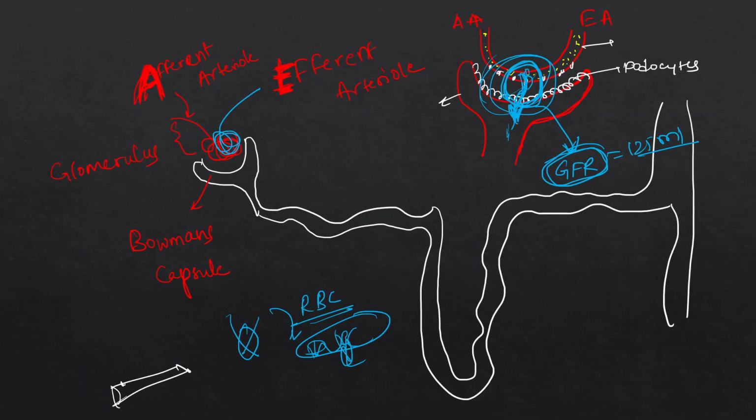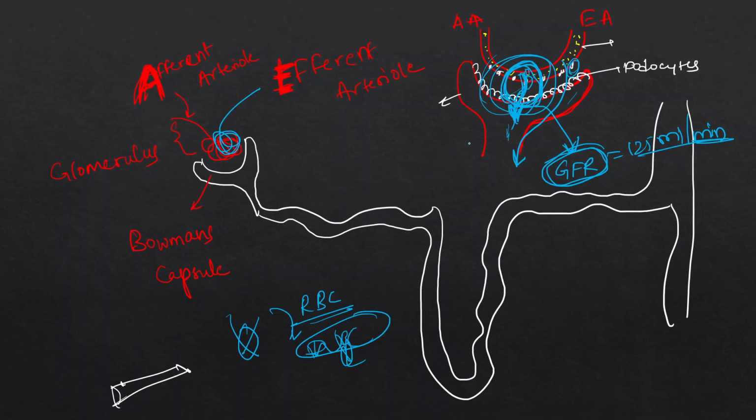Yeah, that is 125 ml per minute in a healthy individual. This is like the blood entering into the Bowman's capsule through the podocytes, through the slits, into the Bowman's capsule from the glomerulus. That is your glomerular filtration rate. Am I fine, guys?